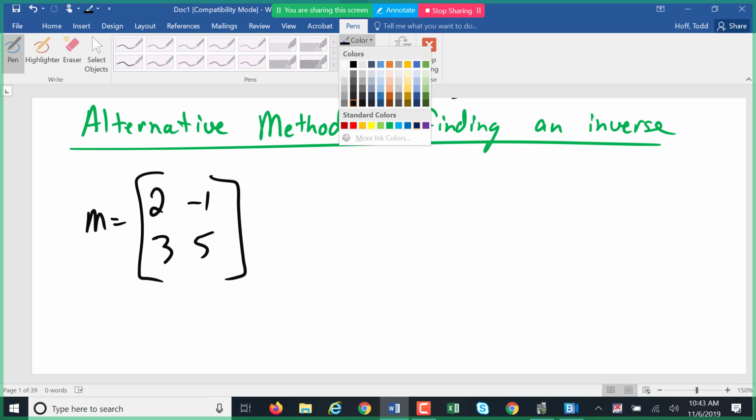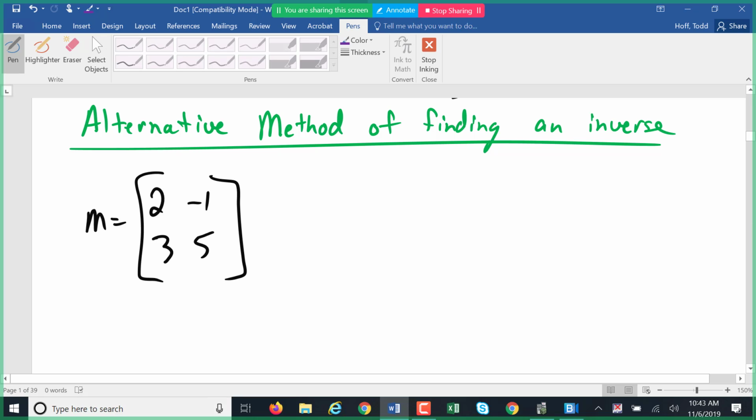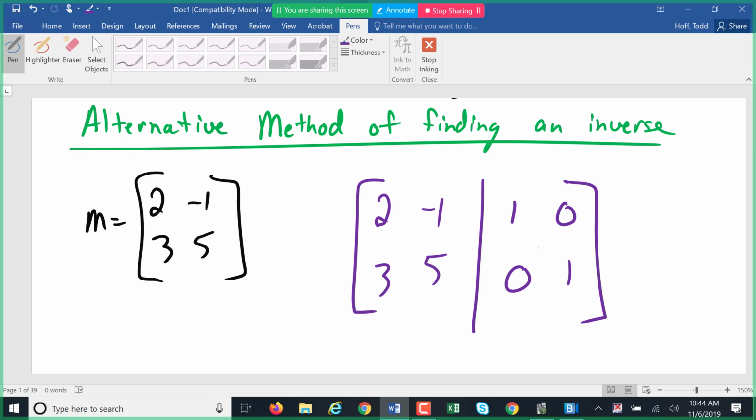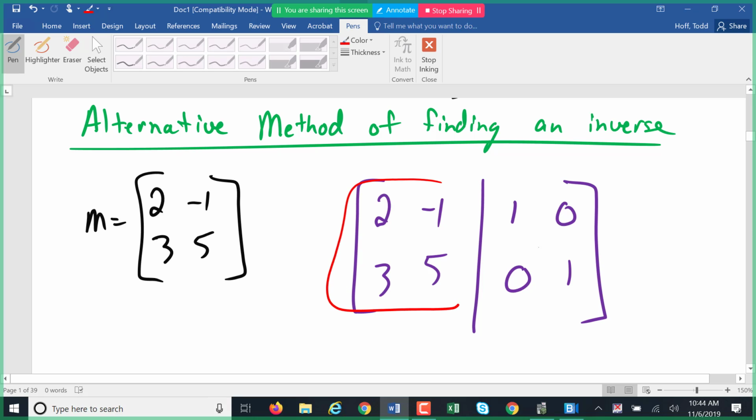To find its inverse, I create a matrix, 2, negative 1, 3, 5. And I'm going to augment that matrix, not with just a single column, but now with several columns that contain my diagonal matrix. Now I am going to use Gauss-Jordan elimination to make this matrix a diagonal matrix. Whatever the result is over here will be the inverse.